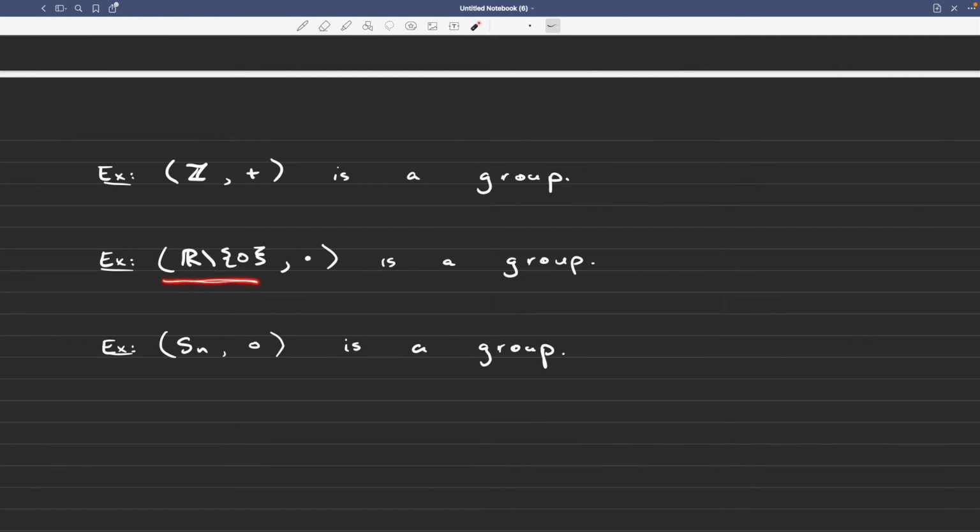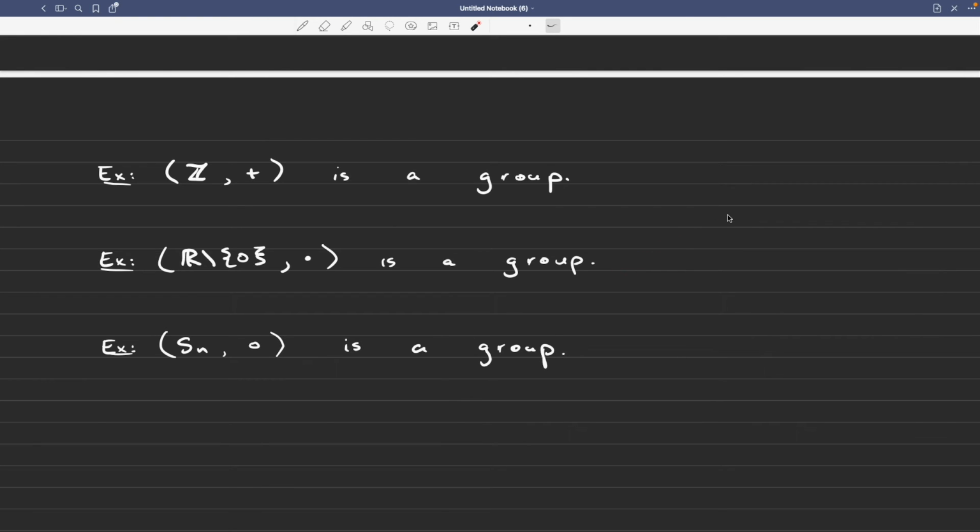The real numbers minus 0 along with multiplication is a group. Certainly multiplication is a binary operation on this set. We know multiplication is associative. We know that there's an identity element, and the identity element is 1. And we know that every non-zero real number has a multiplicative inverse. If x is a non-zero real number, its multiplicative inverse is 1 over x. Check, this is a group.